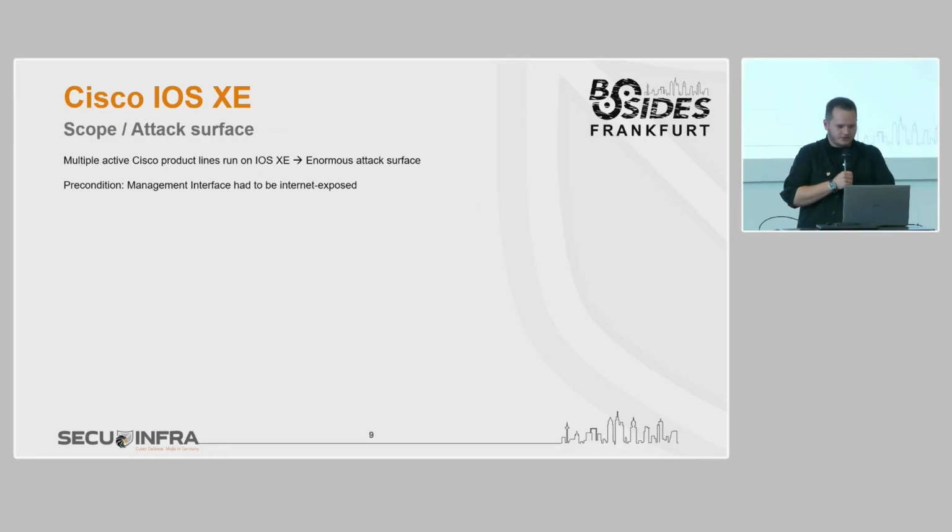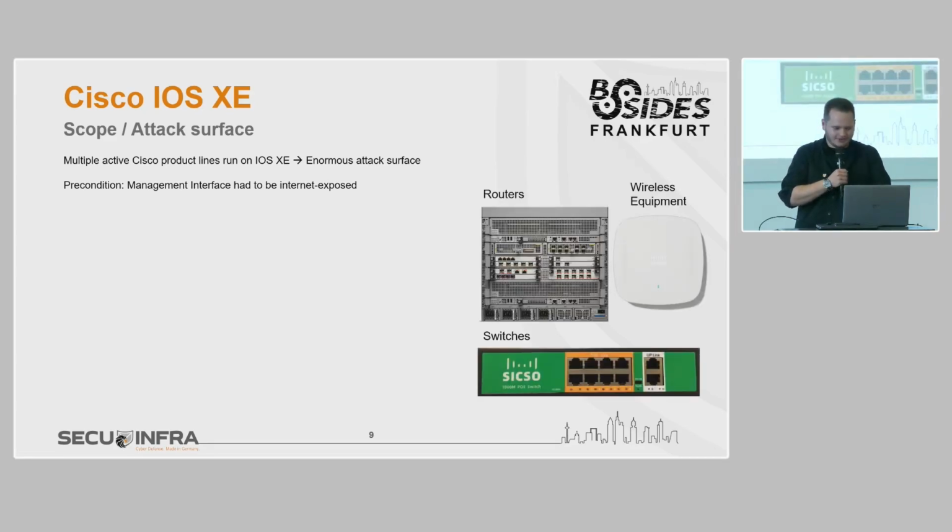Yeah, so as a short introduction, what is Cisco IOS XE? It runs on a lot of devices, which equals an enormous attack surface. We have routers, wireless equipment, and switches, for example. And the general precondition was that the management interface had to be internet exposed for the exploit to be thrown over the internet.